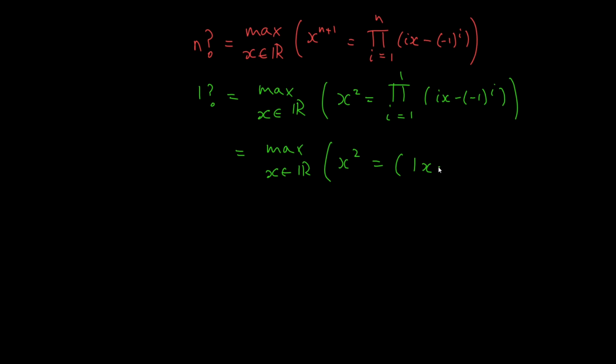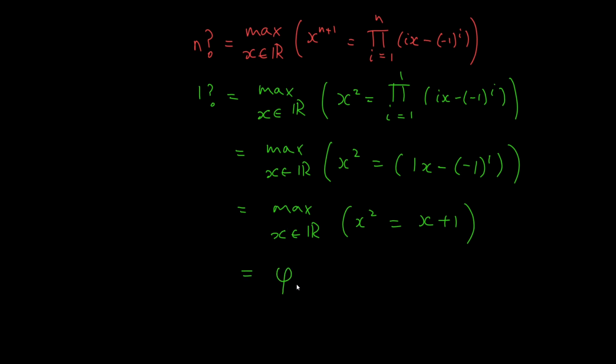So 1x minus (-1) to the power of 1. And this will simplify down a little bit. So in particular, this expression becomes x plus 1. And by definition, the positive solution to this is the golden ratio. There's also a negative solution, but that's not the maximum of the two. And so this must equal phi, essentially by definition.